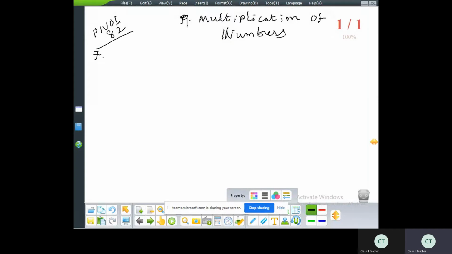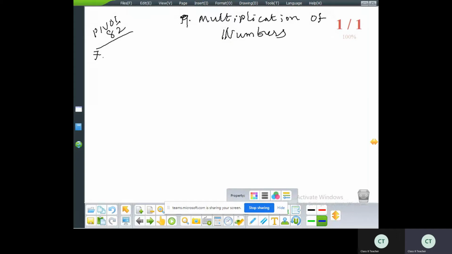Question 7. Of the three multiplications given in each row, one has a different answer. Identify it and draw a circle around it. In this question, three multiplications are given in each row. One has a different answer. Identify it and draw a circle around it.